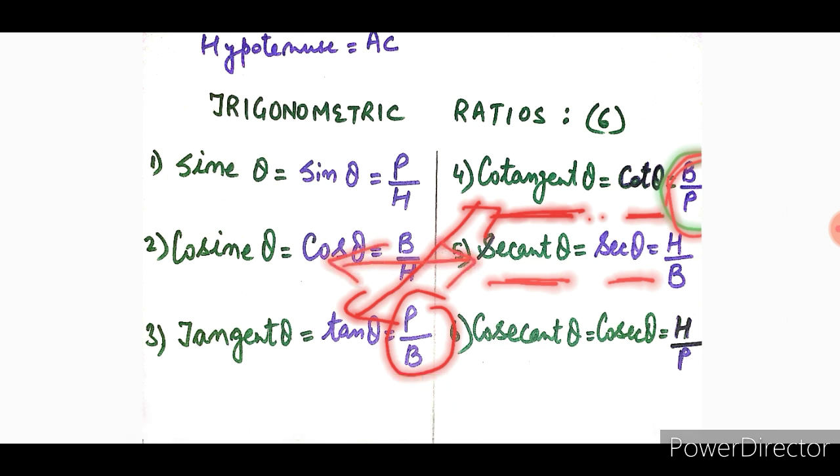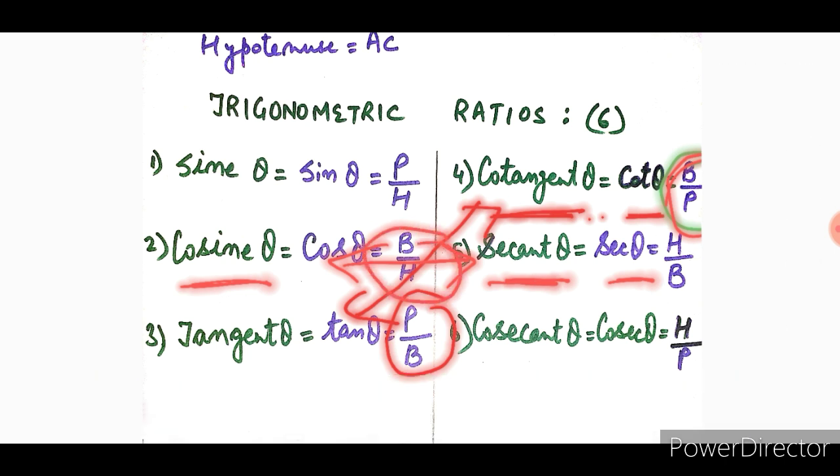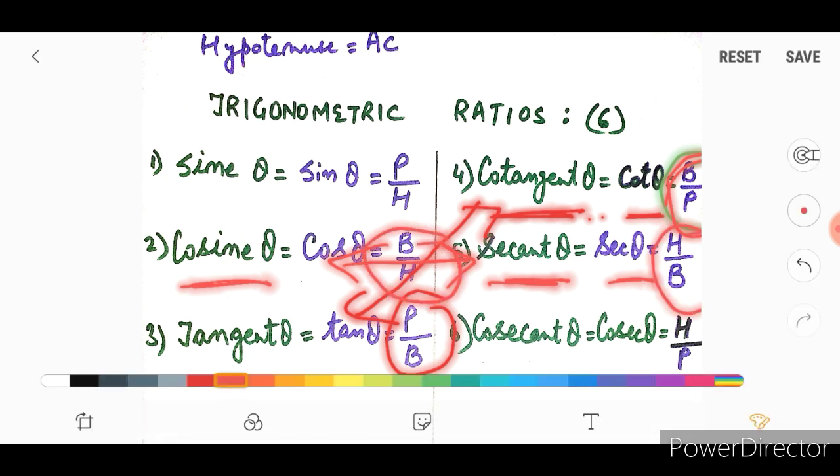Neighbor means the one sitting in the front. That means cosine and secant are reciprocal. Cosine was B by H. It will be H upon B.